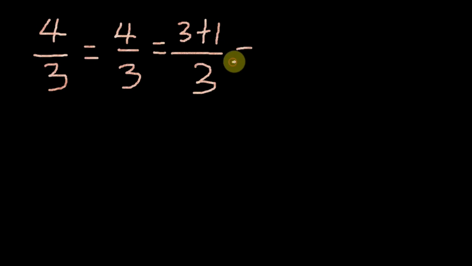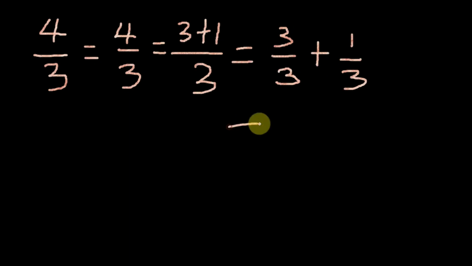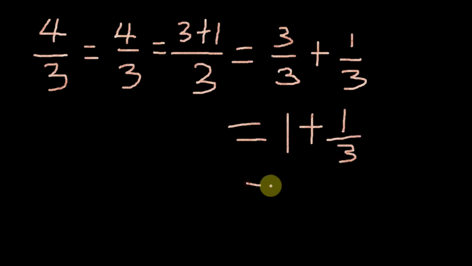which then equals 3. So in here we have 3 over 3 plus 1 over 3, which then gives us 3 divided by 3 equals 1, plus 1 divided by 3, which can then finally be written as 1 whole number 1 over 3, which gives us the mixed fraction by converting this improper fraction to a mixed fraction.